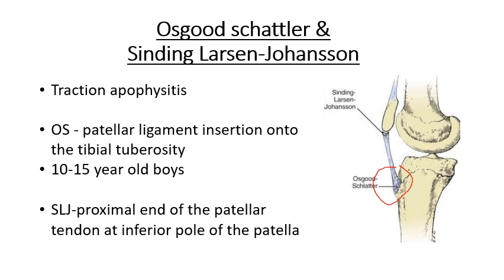Another variant is Sinding-Larsen-Johansson. It involves the proximal end of the patellar tendon at the inferior pole of the patella. If you have an avulsion fracture here, it is Sinding-Larsen-Johansson. The treatment is the same: rest, NSAID, immobilization, fracture clinic follow-up.